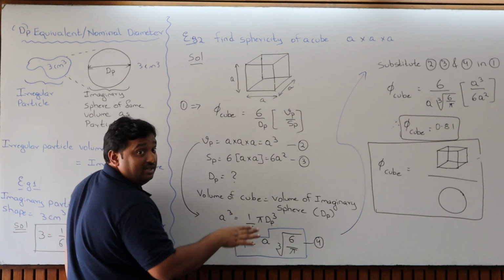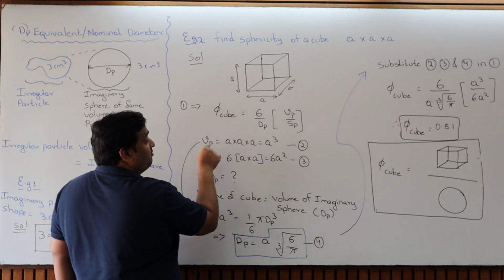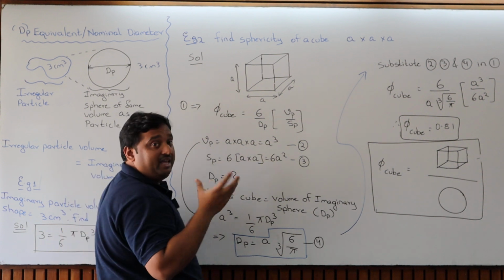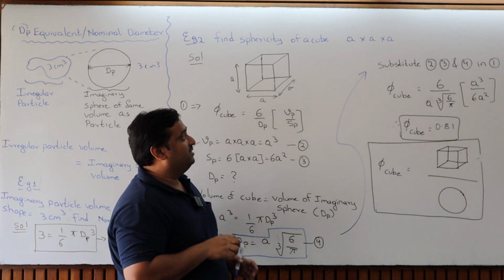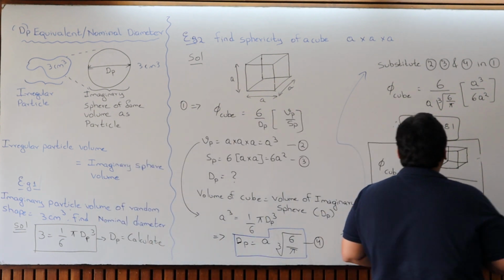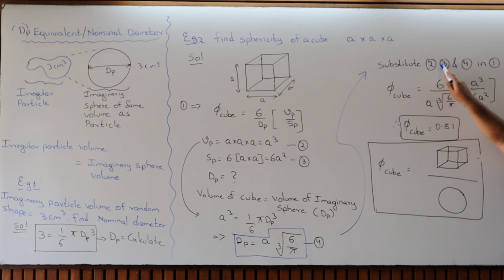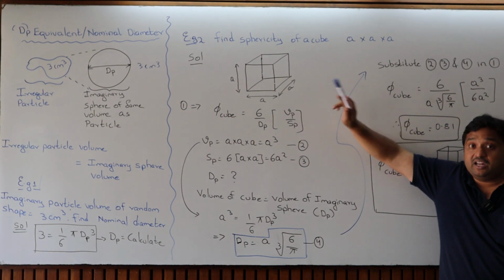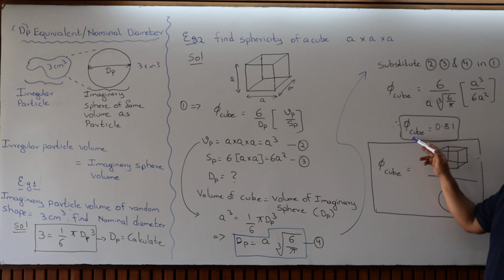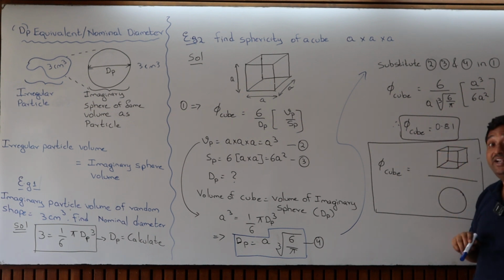Now you have all the things in your hand to compute: the volume of the particle, the surface area of the particle, and dp, the imaginary sphere diameter. Once you have all these, substitute 2, 3 and 4 in equation 1. You get the sphericity of this particular cube: 6 by A times the cube root of 6 by pi, into A cube by 6A square. Finally, if you calculate, you get the sphericity of the cube as 0.81.